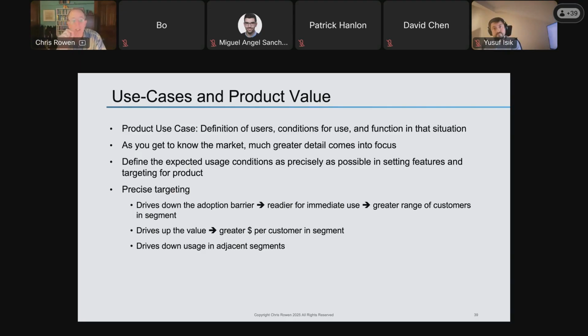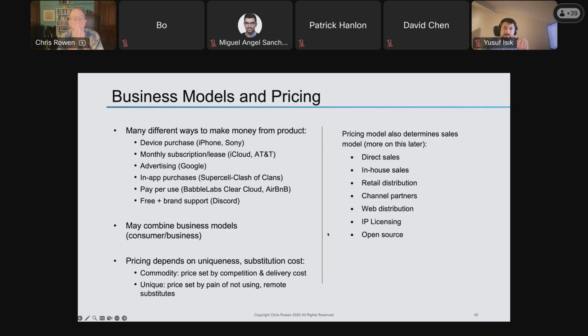It will have the side effect of driving down usage in adjacent segments. So if you were hoping that people would find all kinds of uses for it, and sometimes people say, you know, this is the miracle cleaner, it works on everything, you get one kind of adoption from people who are uncertain or they don't know how many different kinds of spills they're going to have. But it's less likely that your product, which is labeled as just for latex paint spills, is going to be used by somebody who has an oil-based paint spill. So you've driven down usage in adjacent segments.